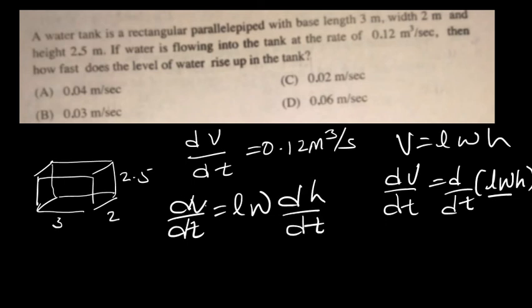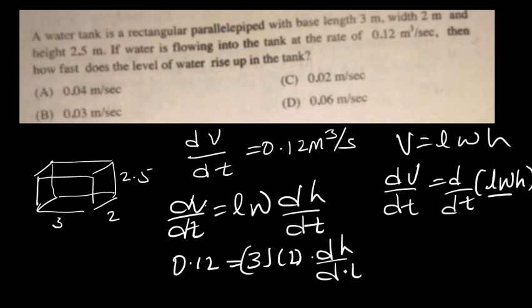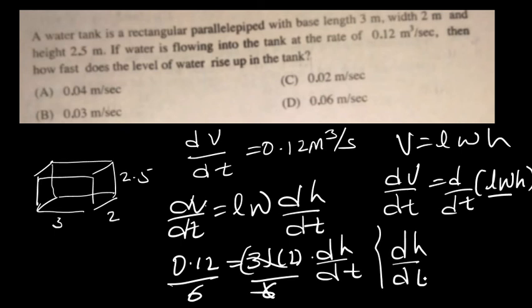The rate of change of volume is given to us: 0.12 is equal to length and width, 3 times 2, times dH/dt. Therefore, 3 times 2 is 6, so we can divide by 6 on both sides. When you divide 0.12 by 6, dH/dt is going to be 0.2. We need to find how fast the level of the water rises, the rate of change of height. It must be 0.2, so the answer is C. Okay, let us continue to the next question.